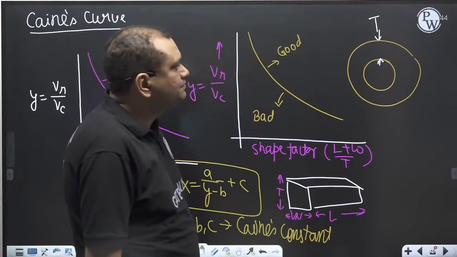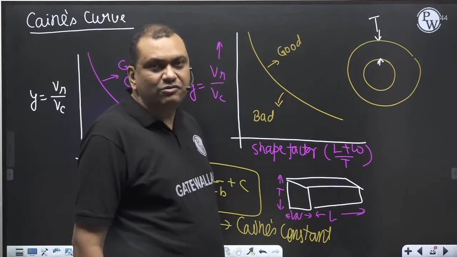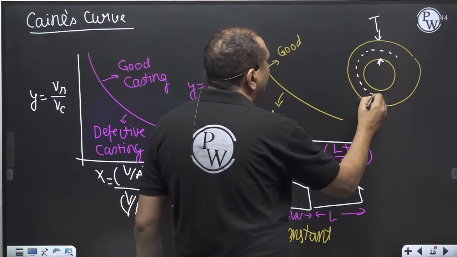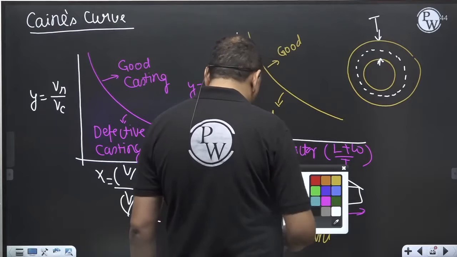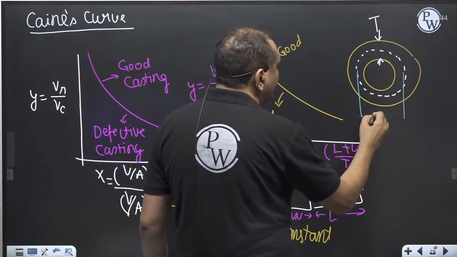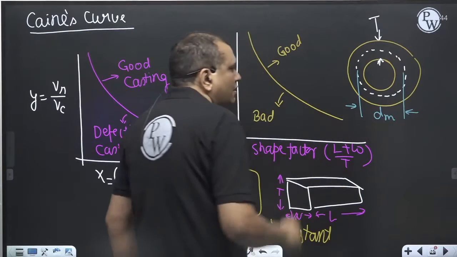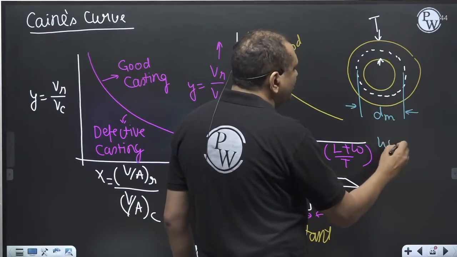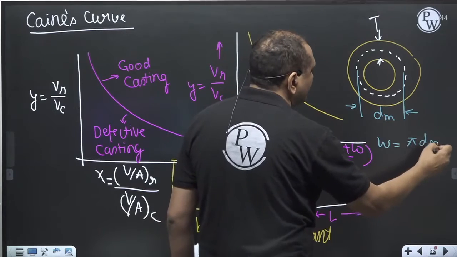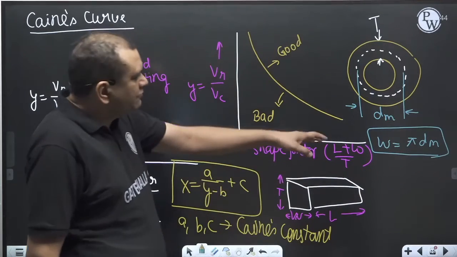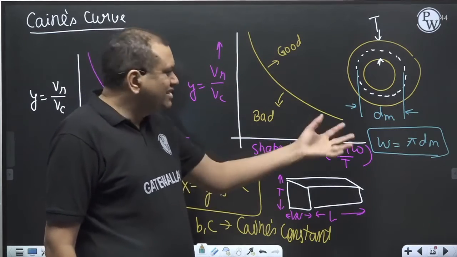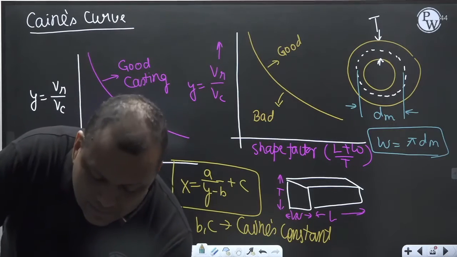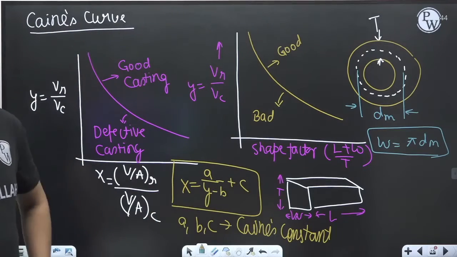This is the T, there is no problem. How to calculate W? For that, we will calculate the mean diameter. And the equivalent W is the perimeter of this diameter. W here, the shape factor, will be the perimeter of this diameter. These discussions appeared in GATE. So if it is not a rectangular cross section, we calculate the equivalent width.